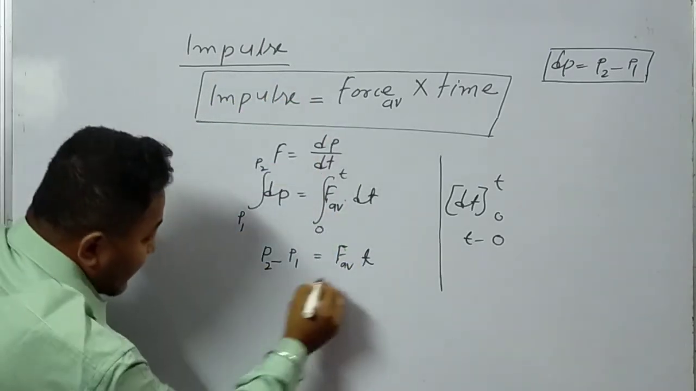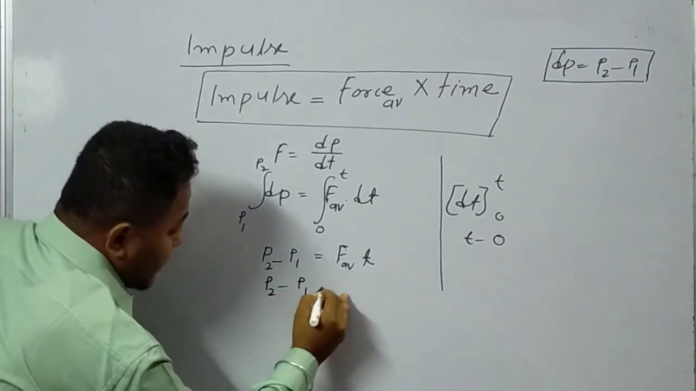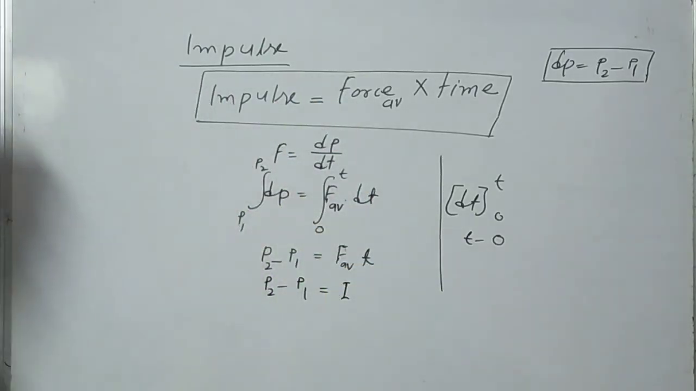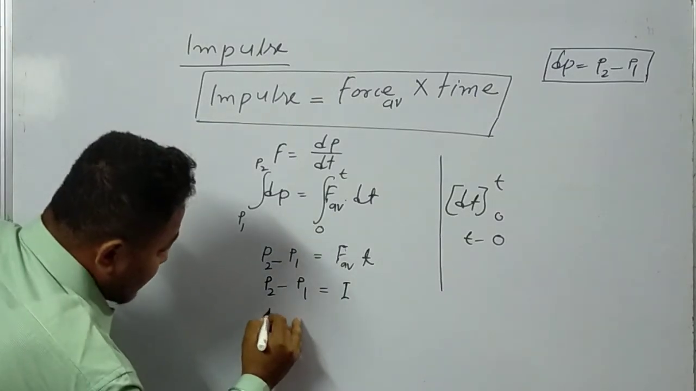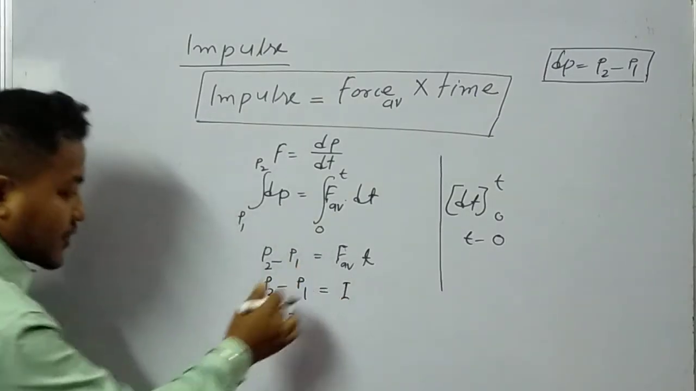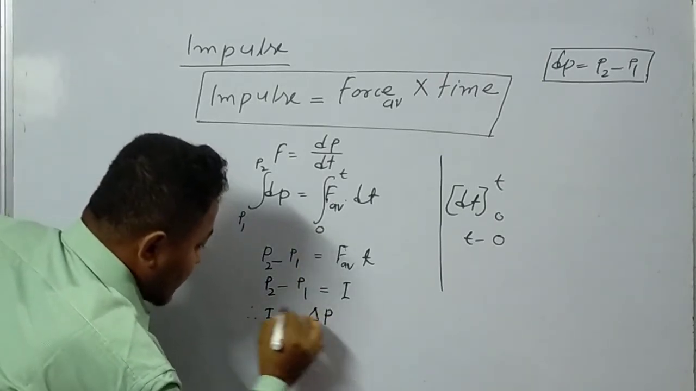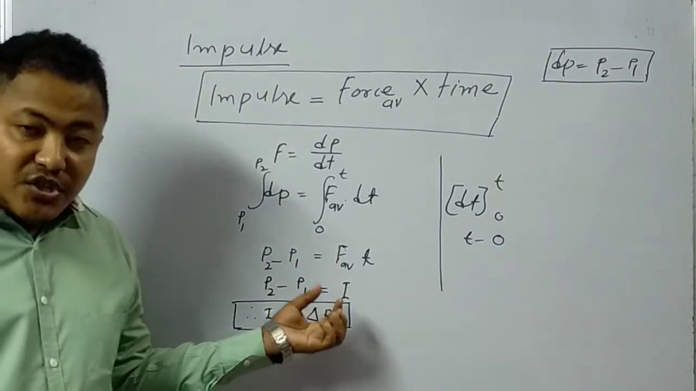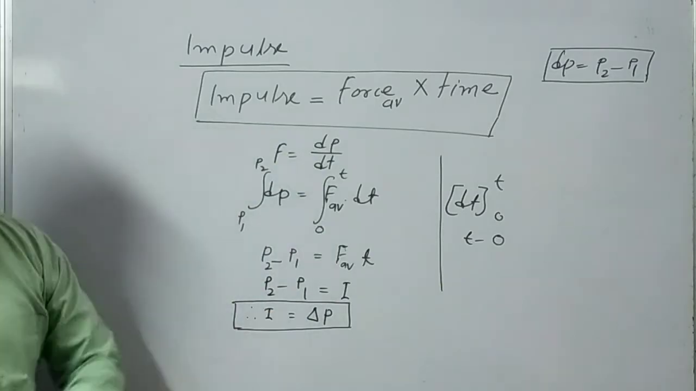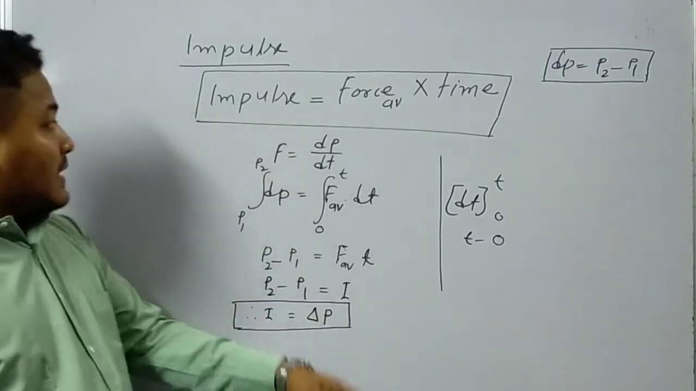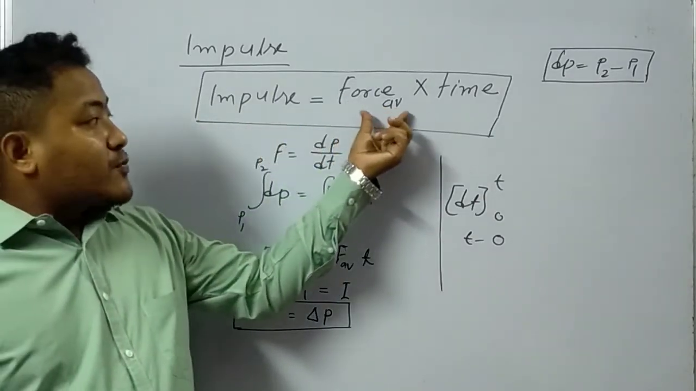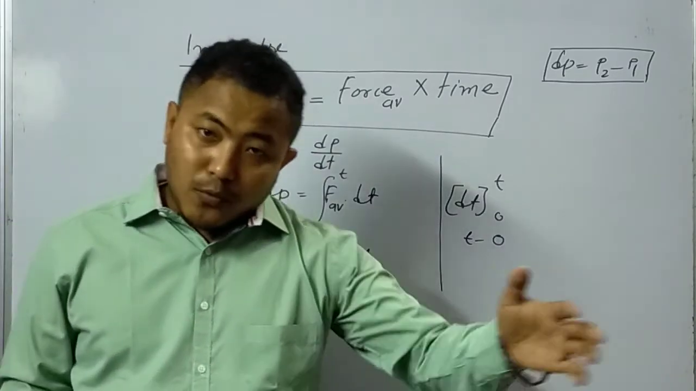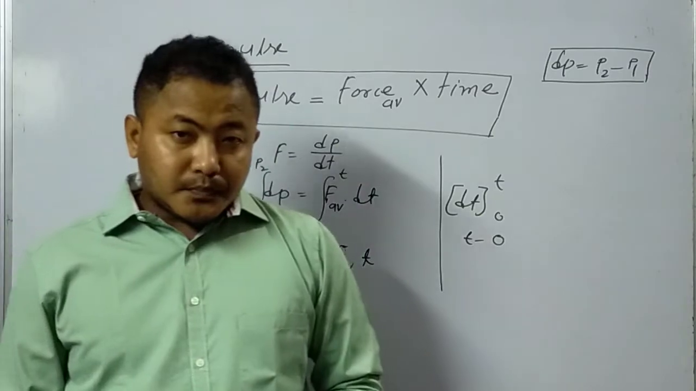So I can write now that p2 minus p1 is equal to average force into time. That is going to be your impulse, I. Therefore, impulse I is equal to p2 minus p1, which you can write as del p. So, it is proved mathematically that impulse is nothing but the change of momentum, that is your del p. Basically, the definition of impulse is average force in the time. When you apply some amount of force for a very small interval of time, that is known as impulse. Is that clear?